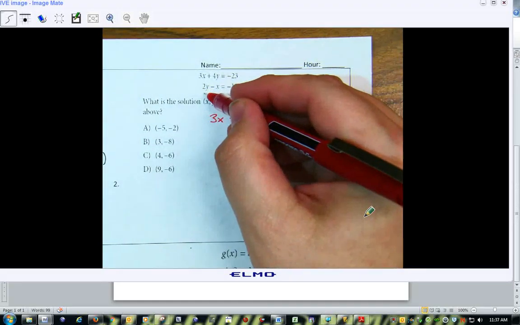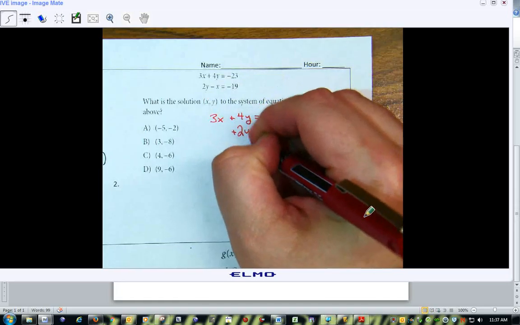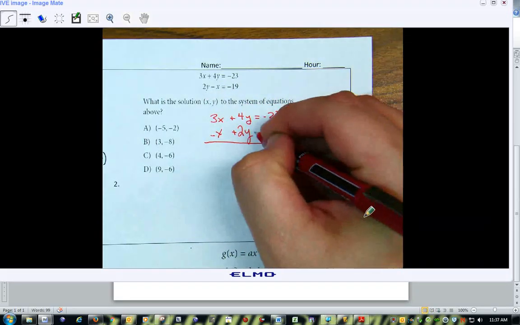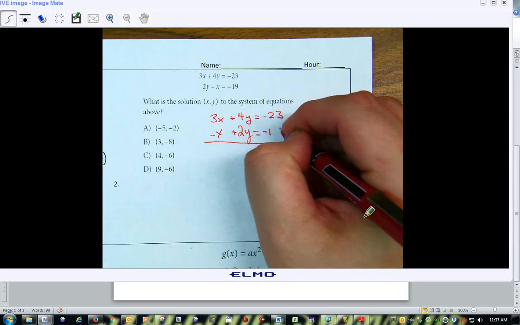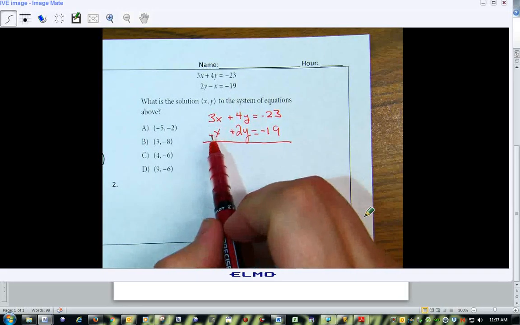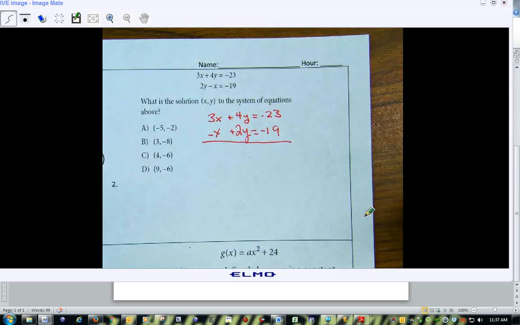Now, this is a positive 2y. I'm going to put that under here. That's a negative x. I'm going to put that under there. And my number is a negative 19. Now, so I have opposites here. What can I do?